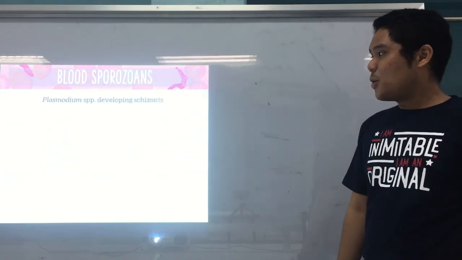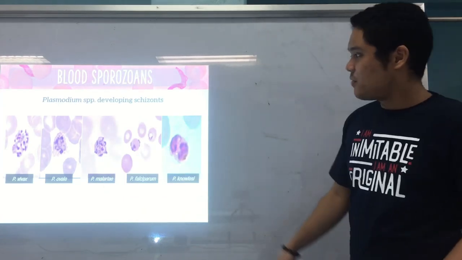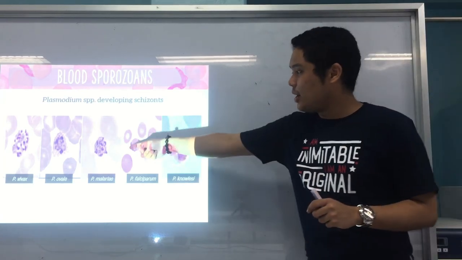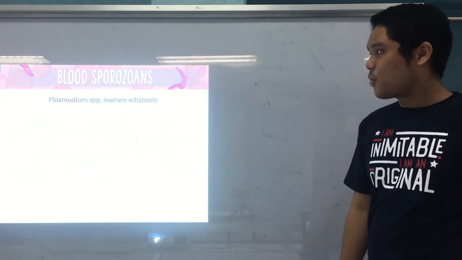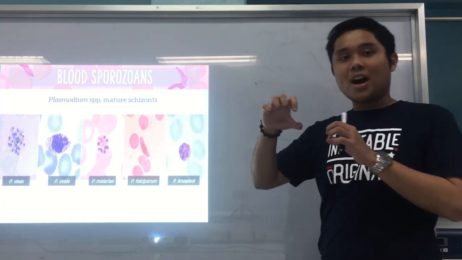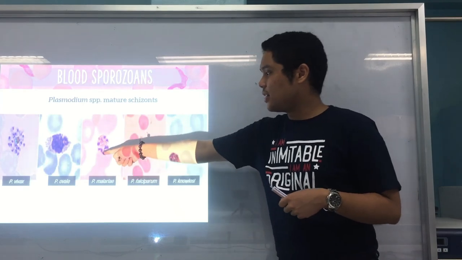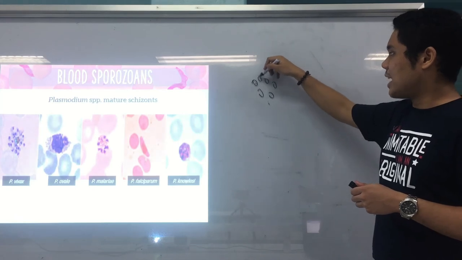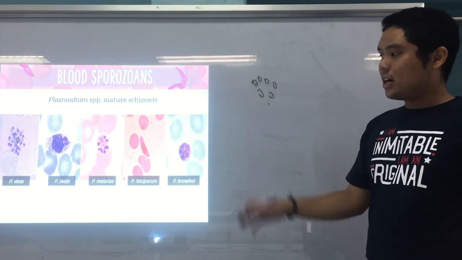Now, for the developing schizonts, as you can see, P. malariae, fruit pie. And P. falciparum, accole, applique forms, meaning at the edge of RBCs. That's for the developing schizonts. And next, for the mature schizonts, P. falciparum is starting to form the shape of a banana, but it's still not yet the gametocyte. And P. malariae, rosette form, fruit pie, arranged like petals of a flower, rosette. That's for the mature schizonts.